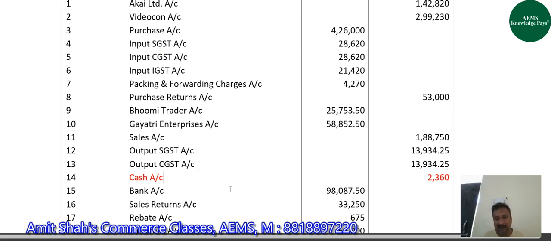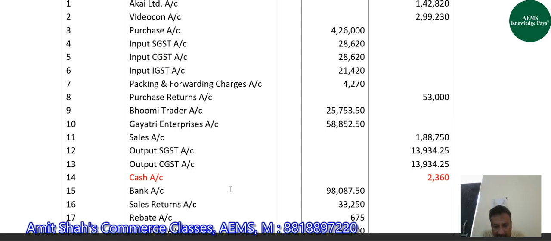I have marked cash account and its balance in red. Why? Because cash cannot have a credit balance. However, in our question as of now, since we have not been given the opening balance of cash, it is coming as negative. Right? So we have made our trial balance with a negative cash balance.